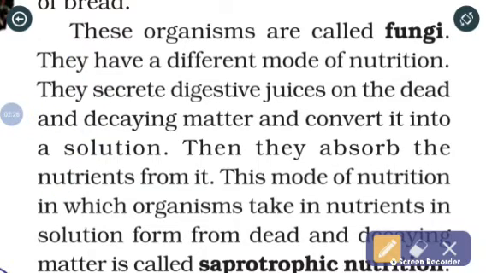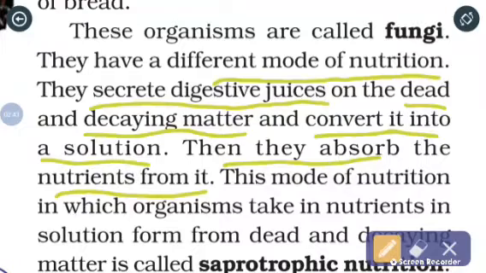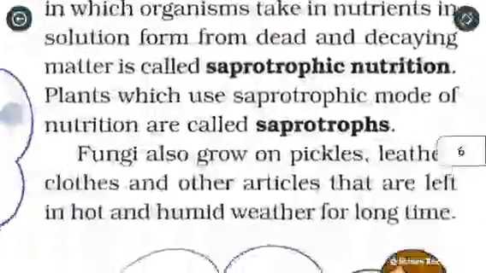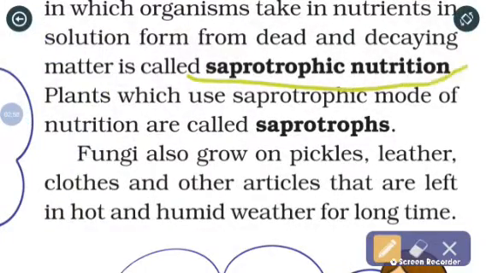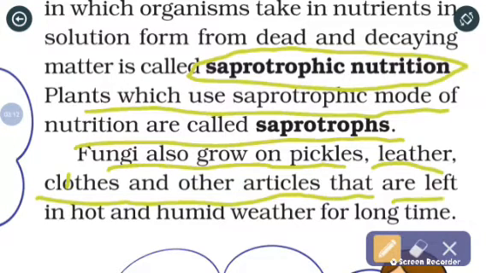They have a different mode of nutrition. They secrete digestive juices on dead and decaying matter and convert it into a solution. Then they absorb the nutrition from it. This mode of nutrition, in which organisms take in nutrients in solution form from dead and decaying matter, is called saprotrophic nutrition. Organisms which use saprotrophic nutrition are called saprotrophs. Fungi also grow on pickle, leather, cloth and other articles that are left in hot and humid weather for a long time.